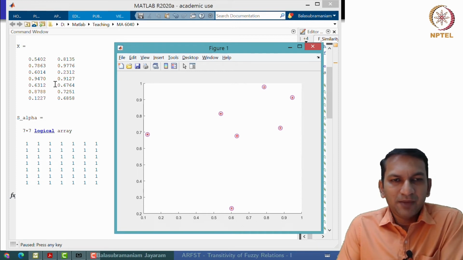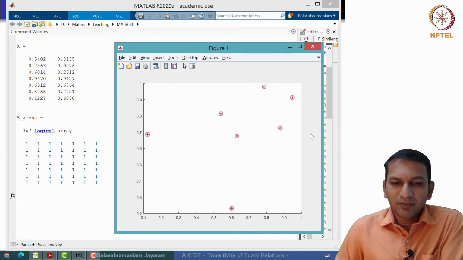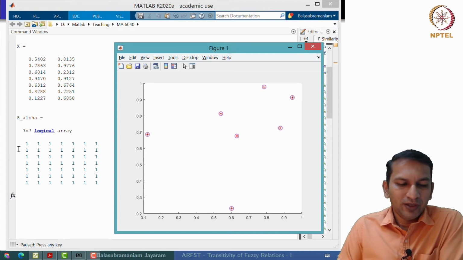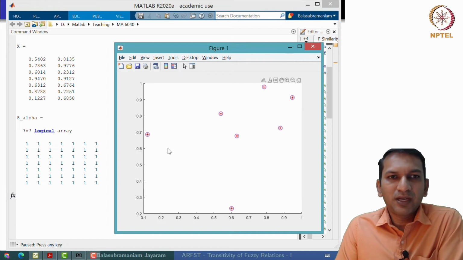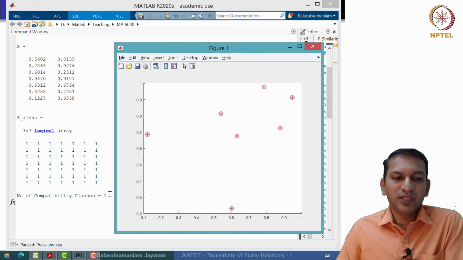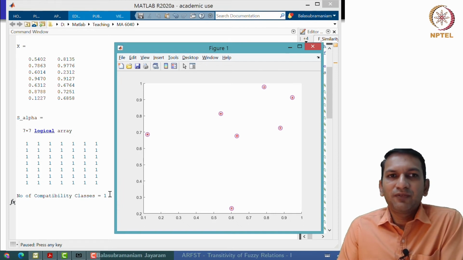So we have 7 elements, A, B, C, D, E, F, G. That's how we have listed them yesterday. However, on the plane here, we have 7 points. These are the coordinates of these 7 points. And now, if you consider alpha at 0.4, we know that the indicator matrix consists of 1s everywhere, and hence there is exactly one compatibility class. All of these 7 elements fall in it. So as you can see, the number of compatibility classes is actually equal to 1. Now, let's take this next alpha cut. In this case, alpha is equal to 0.5.